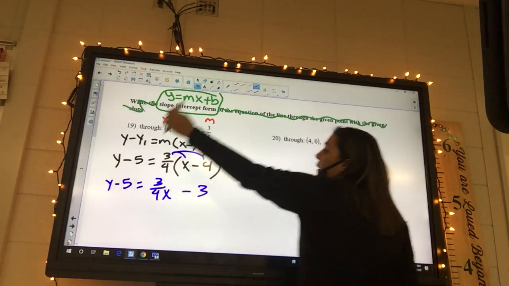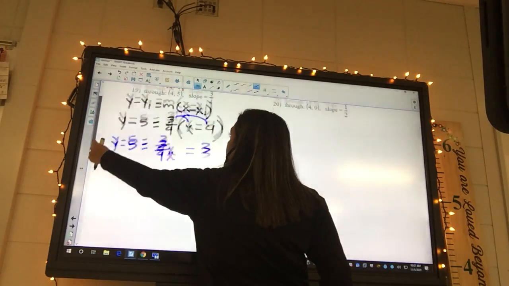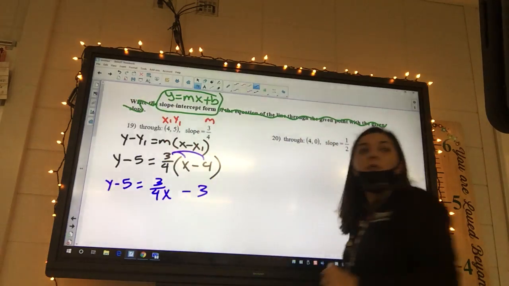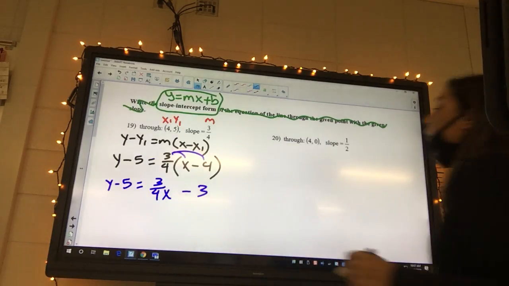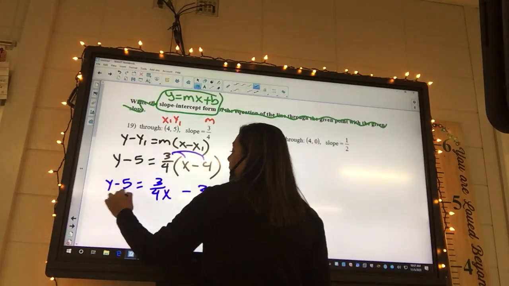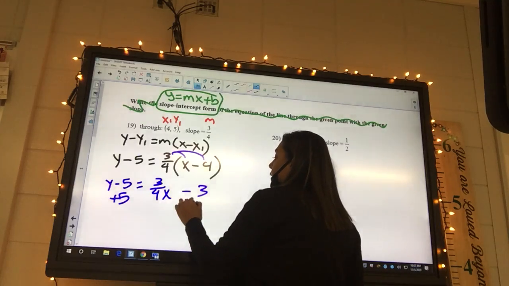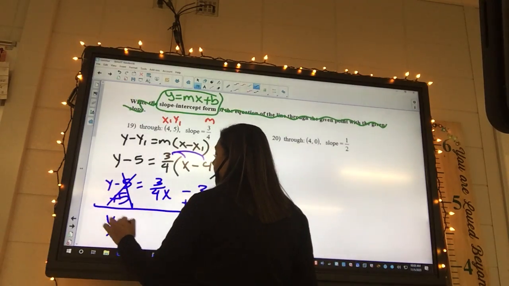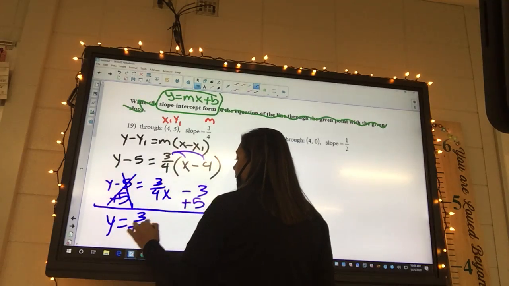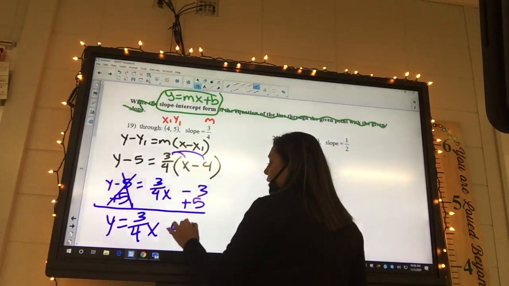What's my next step going to be? Okay, is my y all by itself? It's not. So what do I need to move? Plus 5. We're going to add 5. And where do I put that plus 5? Under the 3. Okay, so we're going to have y equals 3 over 4x plus 2.